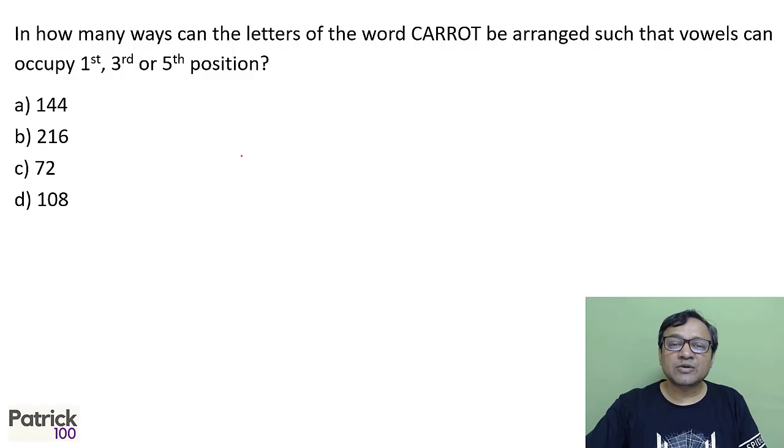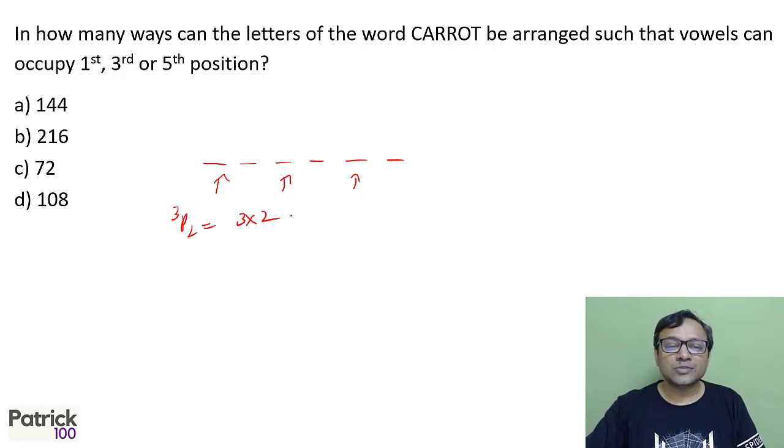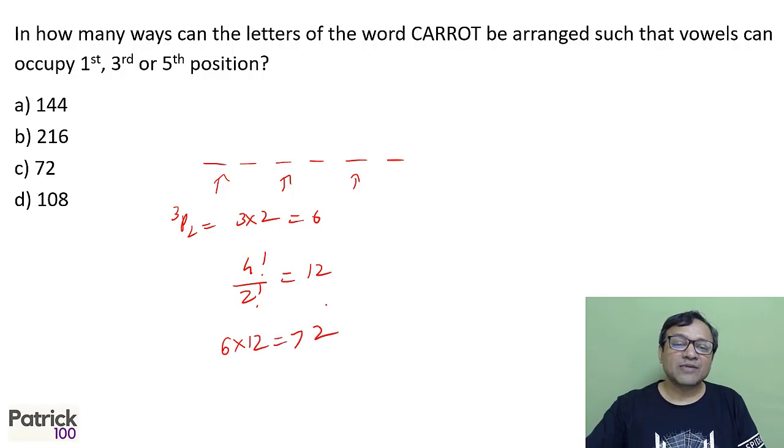In how many ways can letters of the word carrot be arranged such that vowels occupy first, third and fifth position? So first, third or fifth. Two vowels are to be arranged in these places, so 3P2 ways. This is 3 into 2, 6 ways. The first vowel can occupy 3 places, the second vowel can occupy 2 places. The remaining 4 can be arranged anywhere. So it will be 4 factorial upon 2 factorial, 2 factorial because there are 2 Rs. 12 ways. So total number of ways becomes 6 into 12, 72 ways. C option is the answer.